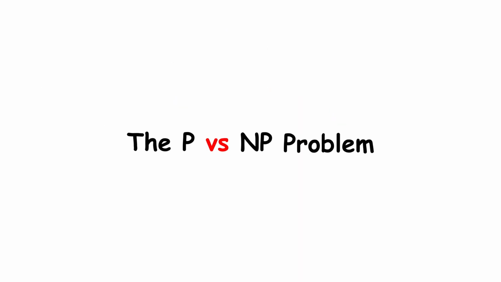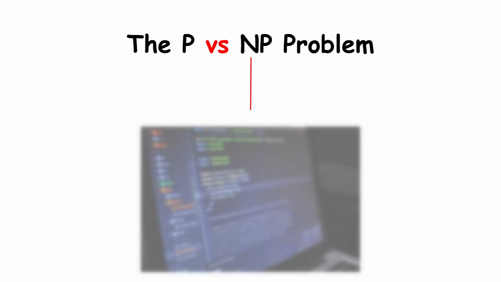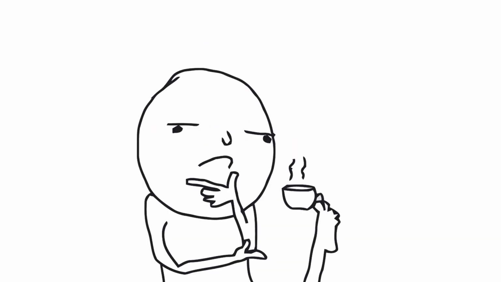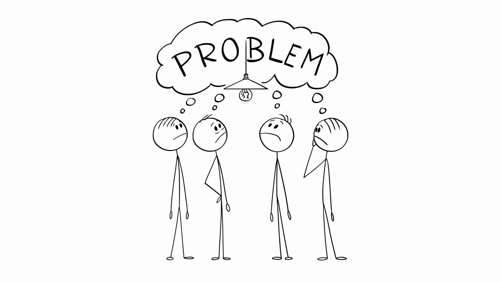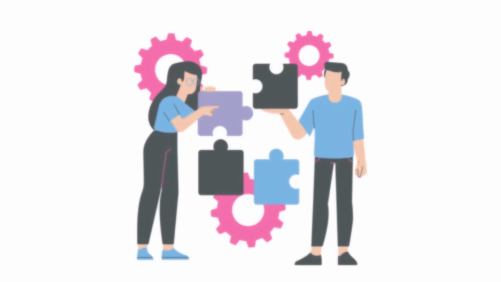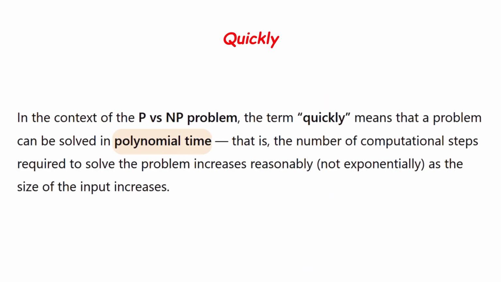The P versus NP problem. The P versus NP problem is one of the great questions in computer science. It asks whether every problem whose solution can be checked quickly can also be solved quickly. Here, quickly means in polynomial time. That is, the number of steps grows reasonably as the size of the input increases. In short, the big question is whether P equals NP.